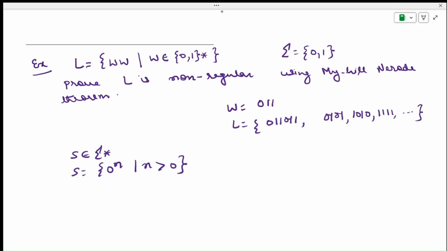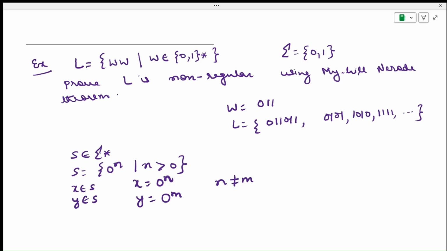And we need to find out the two strings x and y that belong to S. So suppose I take x belongs to S and y belongs to S. Suppose I take x is equal to 0 raised to the power n and y is equal to 0 raised to the power m for some n, m not equal to one another.